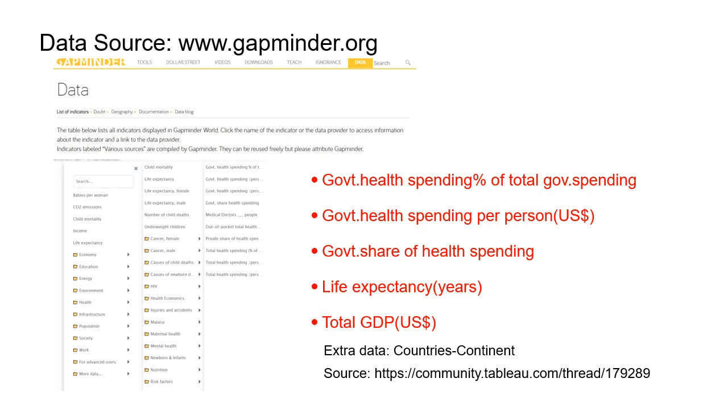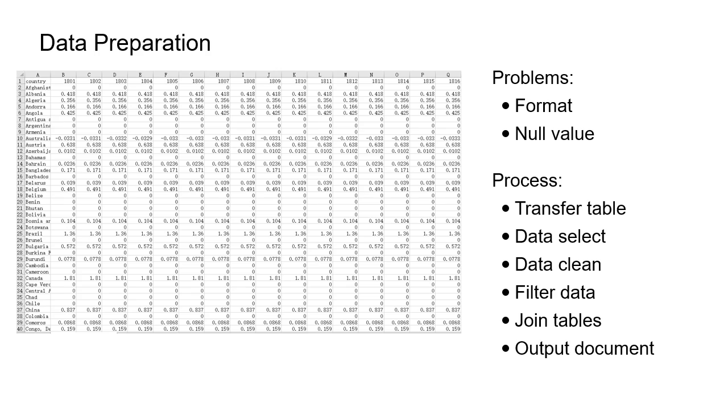And in order to analyze the data more conveniently, I also downloaded a document which has information about which continent each country belongs to from another data source. Next, let's see the original data from the website. As we can see, there are some problems with the data from the website. First, the format does not suit Tableau. Then it has some null values that we should clean.